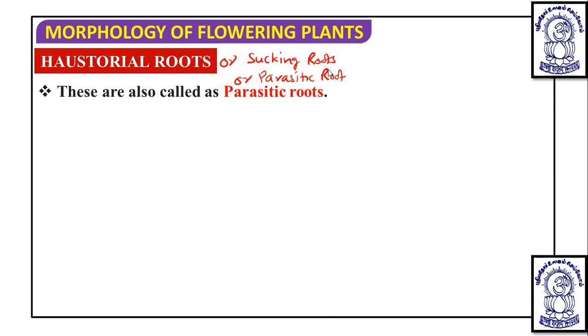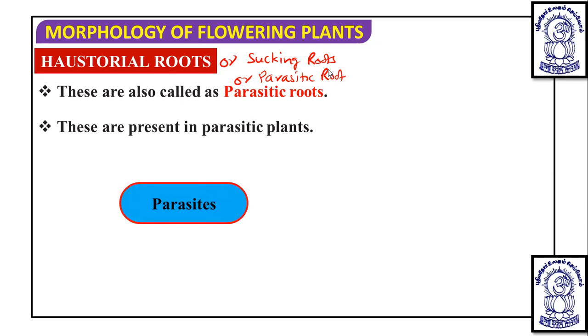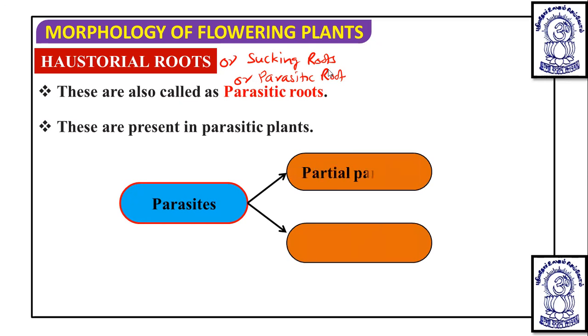So they are also called parasitic roots, and these are present in parasitic plants. The parasitic plant which develops this type of root is known as a parasite, and it can be dependent on another plant for both water and mineral, or it can be dependent on the host plant for any one of them. But the parasite can be a partial parasite or a complete parasite. If partial parasite, they are dependent on another host plant only for any one thing, either mineral or water, or either food. And if it is a complete parasite, then it is dependent on another host plant for water, mineral and food.